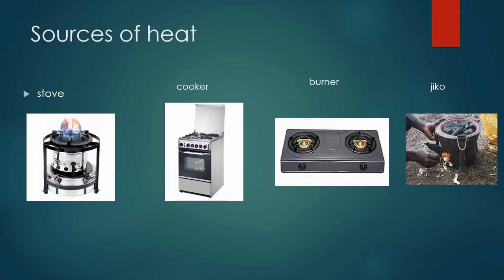We also have a cooker. You can see a picture of a cooker. This cooker has an oven inside. Even the oven uses heat. When using a cooker, you can use electricity or gas for it to burn. Then we have a burner. For the burner, we use gas. You can see a picture of a burner there.